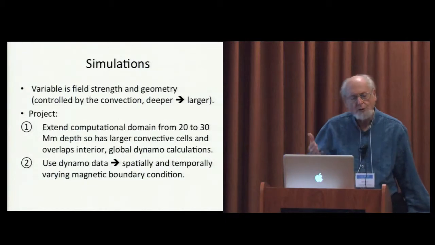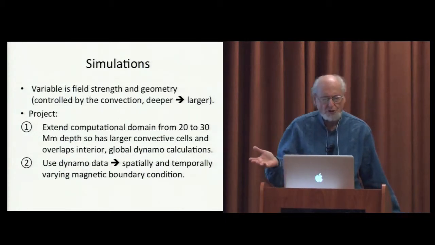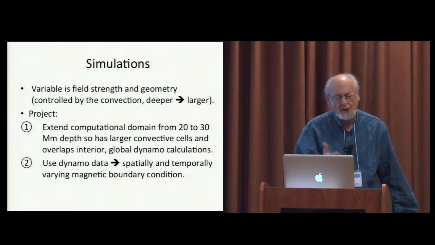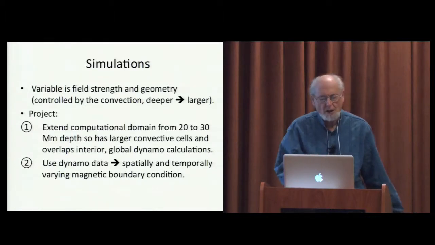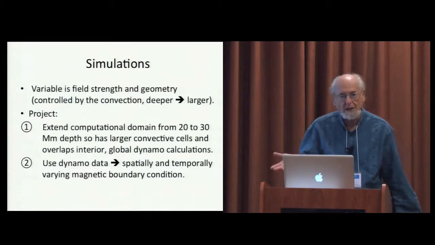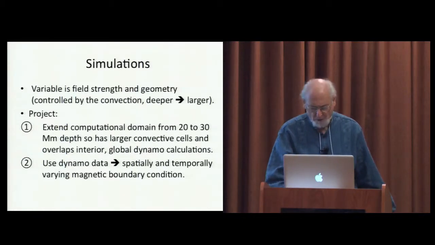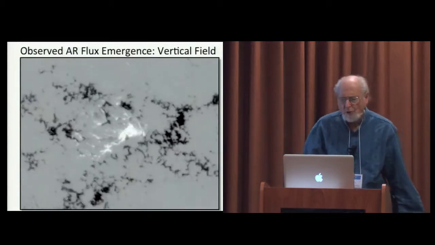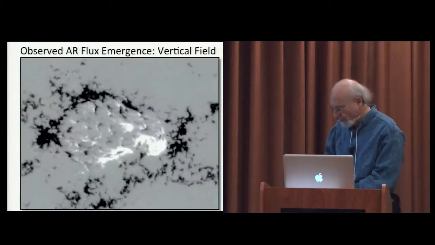And then we'll use these results from these dynamo simulations to impose, instead of this constant horizontal field, a spatially and temporally varying magnetic bottom boundary condition. So to show what the field looks like as it emerges through the surface.